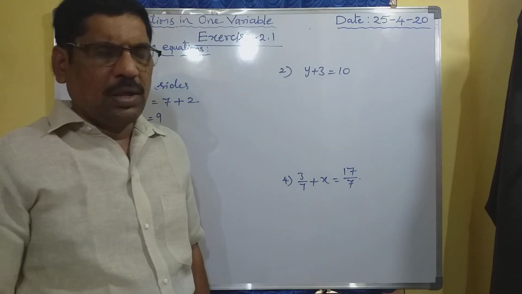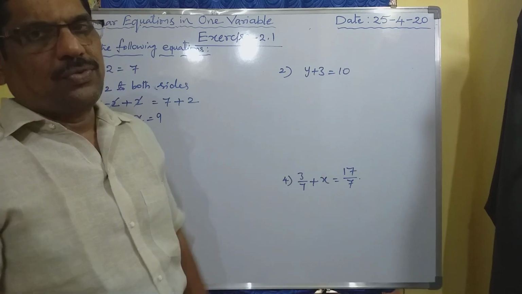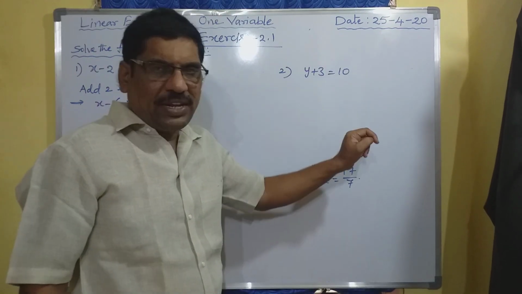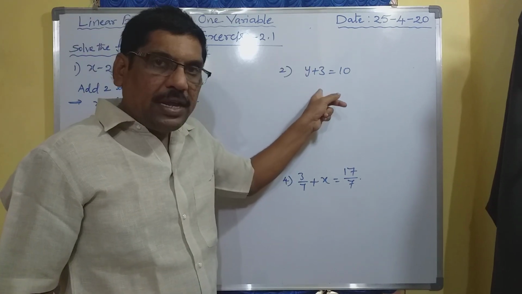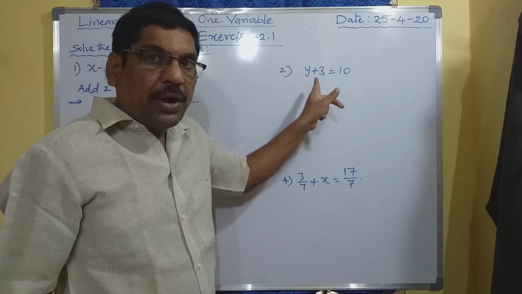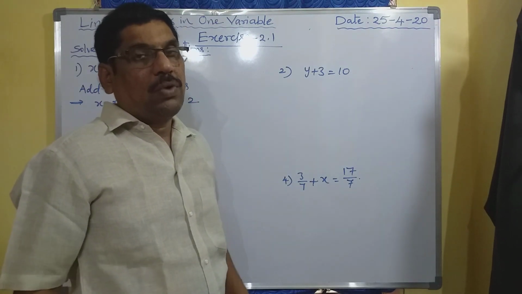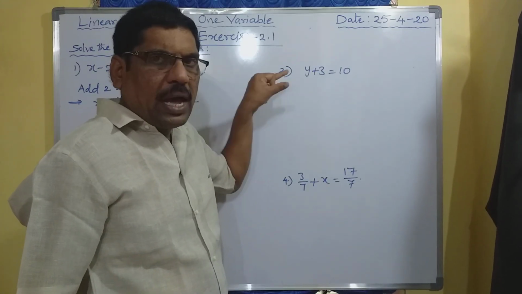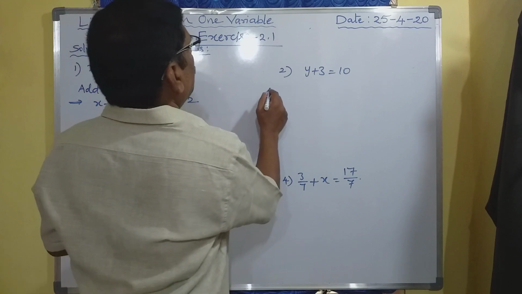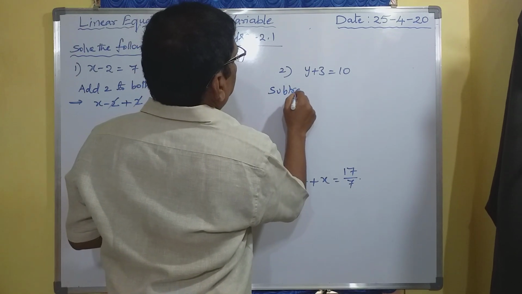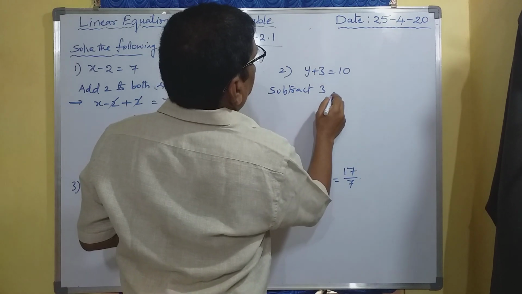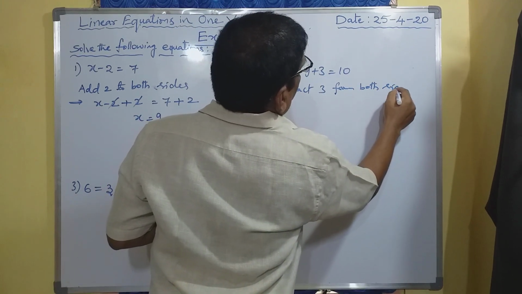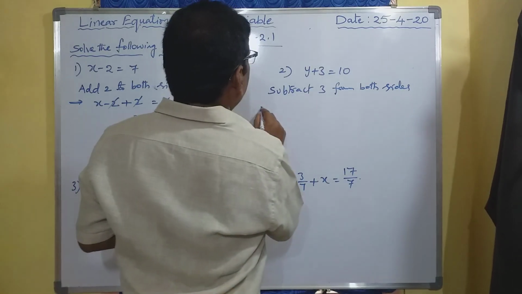Is it so simple? Now look at this, y plus 3. So for this what we have to do, we have plus 3. Here the variable of the linear equation is y. We need to find the value of y. For that, we should not have 3 in the LHS. For that we have to subtract 3 from both sides.